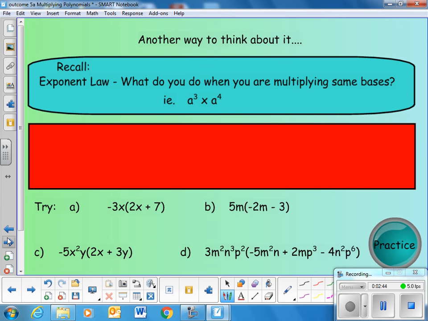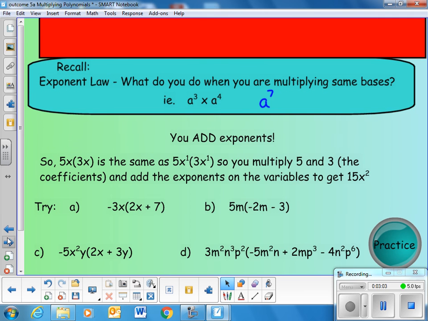Remember our exponent laws. So what do we do when we're multiplying the same bases? So if we have a cubed times a to the power of 4, remember that we would need to add our exponents. So we would end up with a to the power of 3 plus 4 is 7. So 5x times 3x is the same thing as 5x to the power of 1 times 3x to the power of 1. So we multiply the 5 times 3, the coefficients, and add the exponents in the variable to get 15x squared.